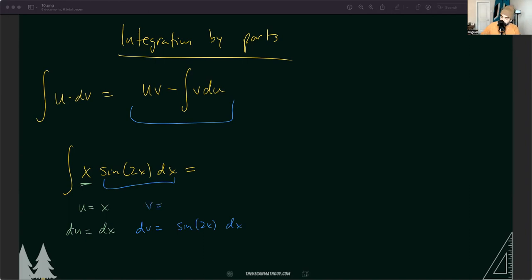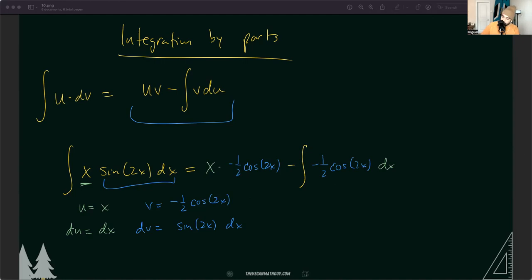So we kind of have to work backwards, and that's something that we can easily integrate. That's just going to be negative 1/2 cosine of 2x. As I mentioned, you have to be aware of some basic trig integrals here. Now we can rewrite this using uv minus integral of v du. So we start with our u, that's x, times our v, which is negative 1/2 cosine of 2x, minus integral of our v value, which is negative 1/2 cosine of 2x, times our du, and that's just the dx.